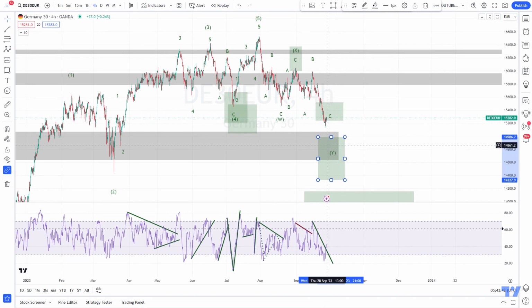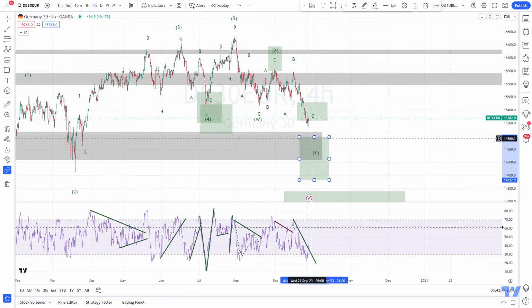Now, in recent hours, we started to break this RSI trend line here. Okay, this is a good sign. This is a sign of giving up this downward cycle. But even if we break this RSI trend line, it can still be that we make another low here with divergence.